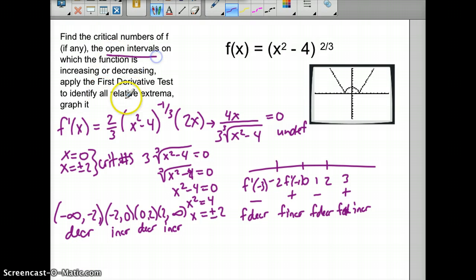So we found the open intervals in which the function's increasing or decreasing. First derivative test, negative 2. Since the derivative changes from negative to positive, negative 2 is a min, 0 is a max, since the derivative changes from positive to negative, and x equals 2 is a min again. And you could find those y values easily by plugging them in.